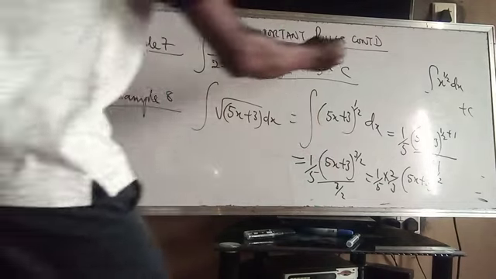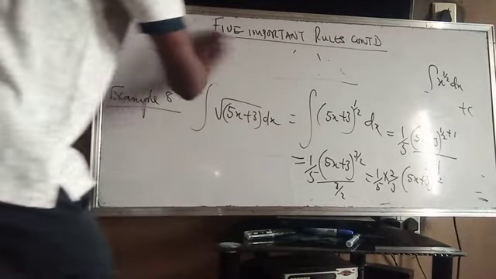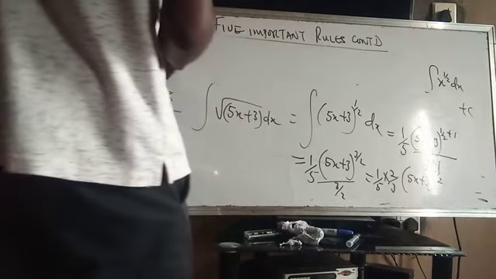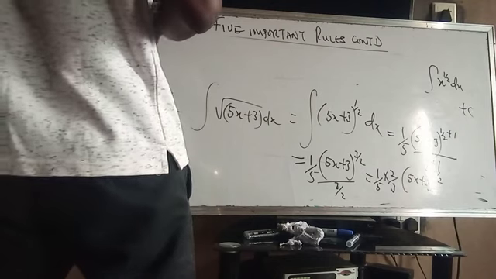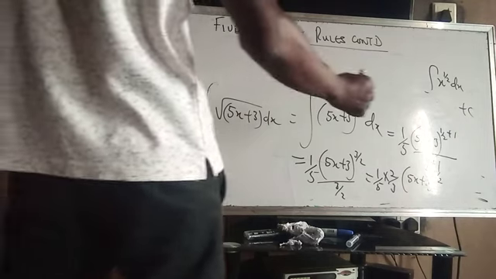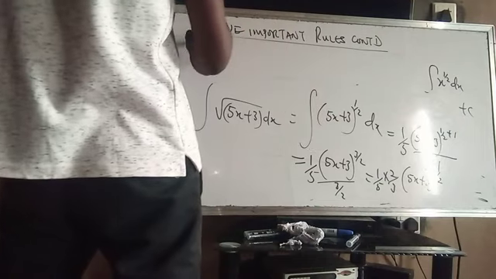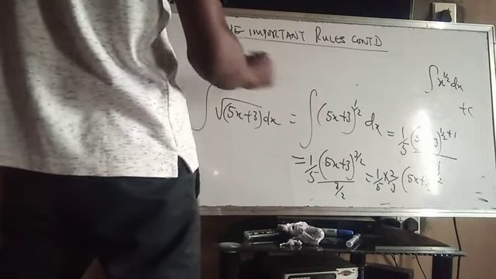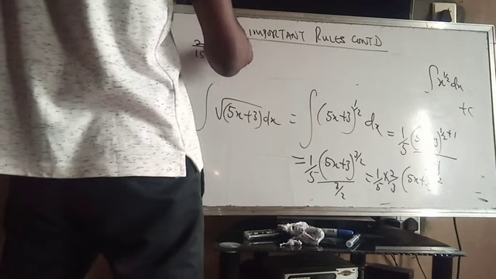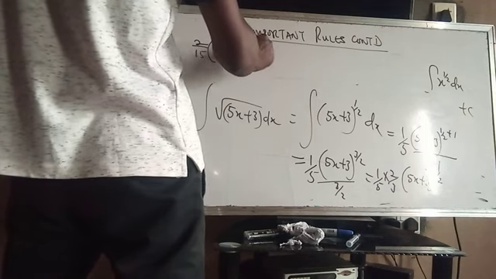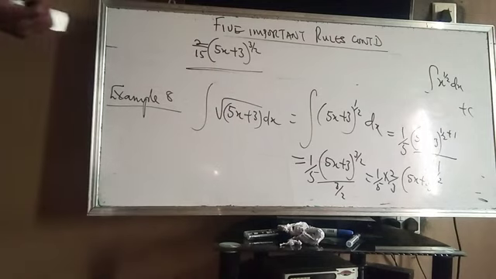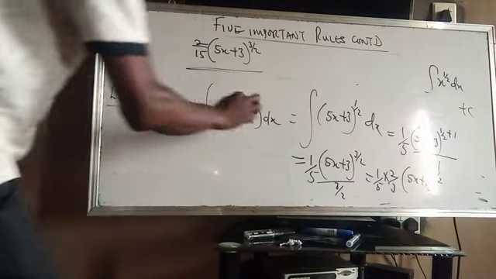Okay, so you have, I hope you are following. So that will be what? 2 all over 15 of (5x + 3) raised to 3 all over 2. So that's the answer. It's as simple as that. So take note.